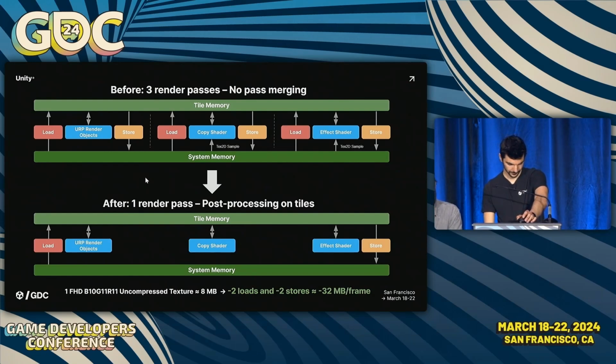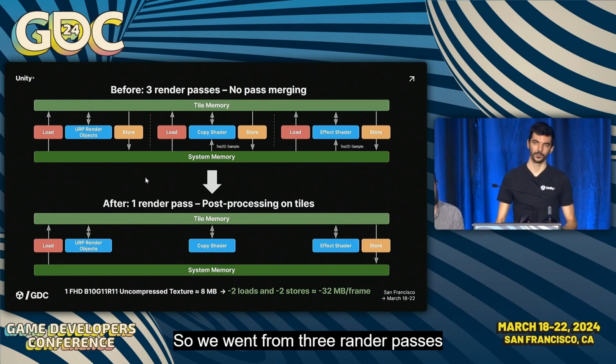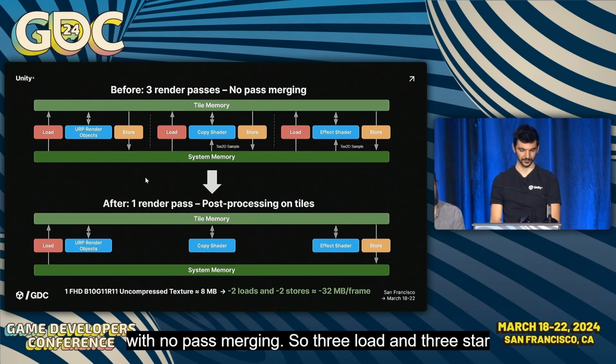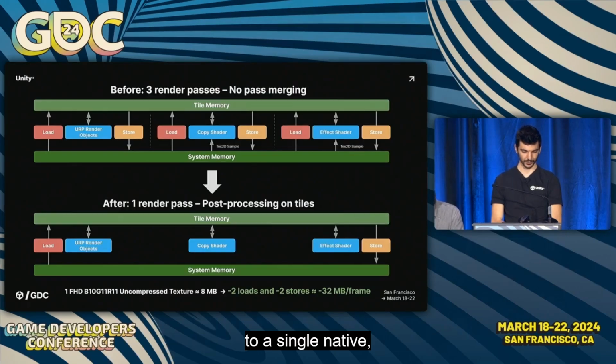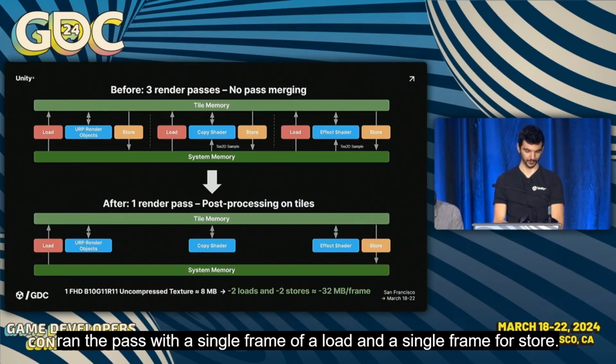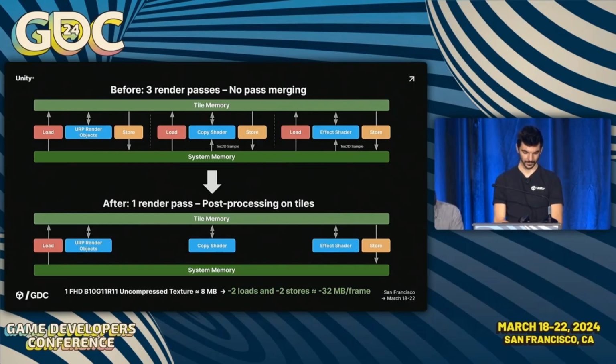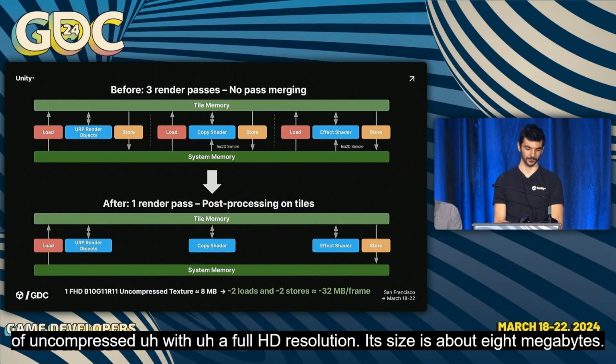modifying 2 lines. So we went from 3 render passes with no pass merging, so 3 loads and 3 stores of frame buffers, to a single native render pass with a single frame buffer load and a single frame buffer store. Now think about it. Consider a frame buffer uncompressed with a full HD resolution. Its size is about 8 megabytes.